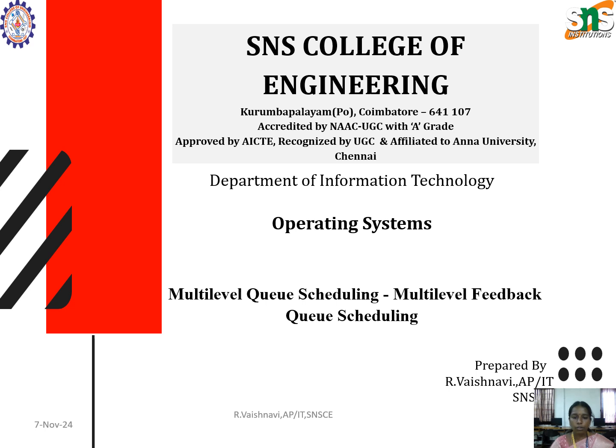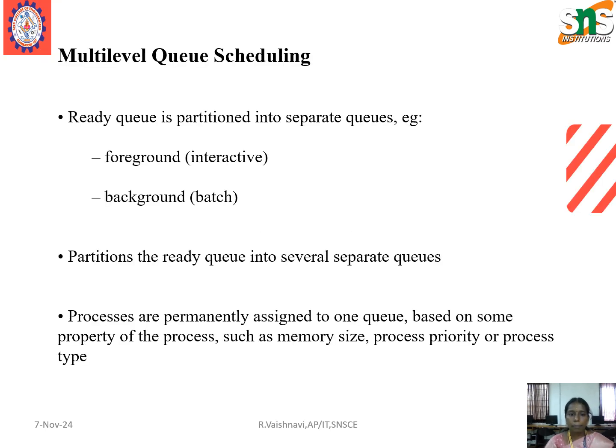Now we are going to see about the multi-level queue scheduling and multi-level feedback queue scheduling in operating systems. First one, multi-level queue scheduling. The ready queue is partitioned into separate queues. For example, we separate it as foreground and background. In foreground we define an interactive one, and the background we define a batch one.